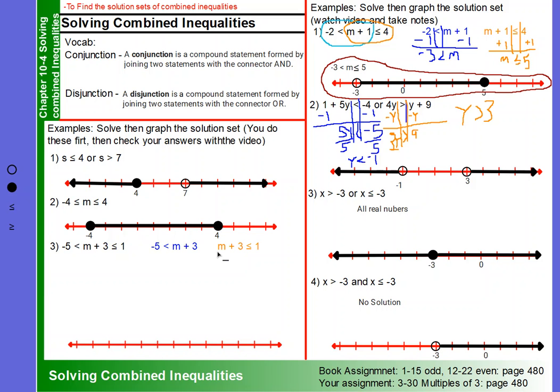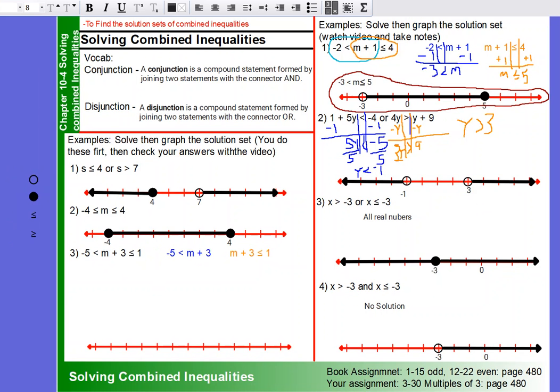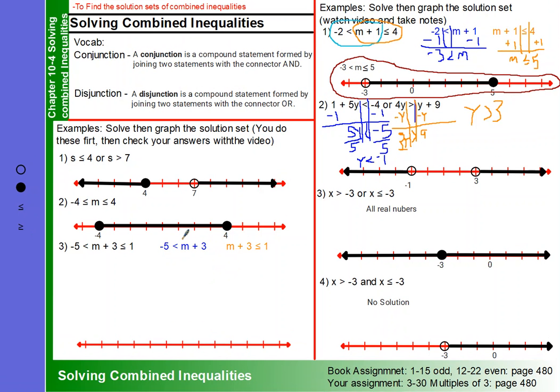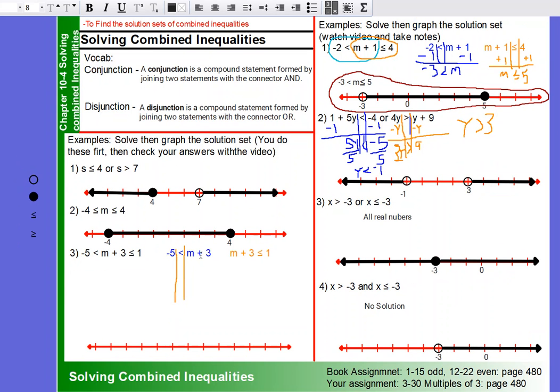Perfect. For our last problem, we have another conjunction. I'm going to type the answers here instead of making you suffer through watching me do this. So what are we going to do? Start by drawing my little picket fence. What are we going to do to get the m by itself? Well, we're going to subtract 3 from both sides.